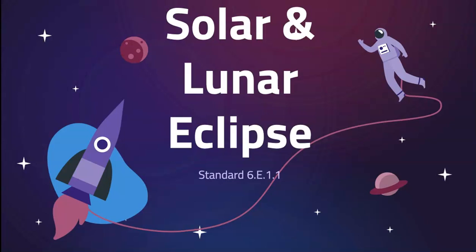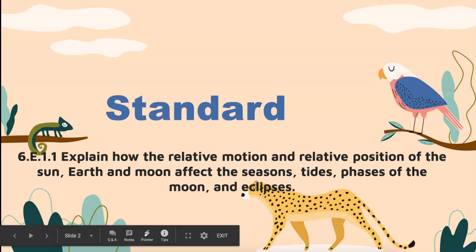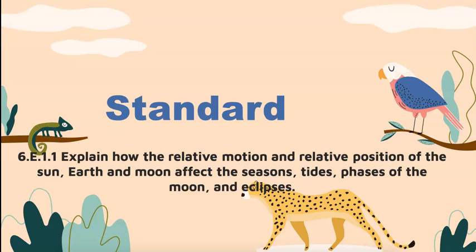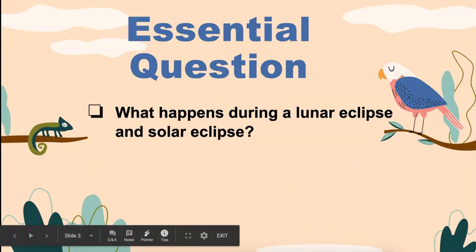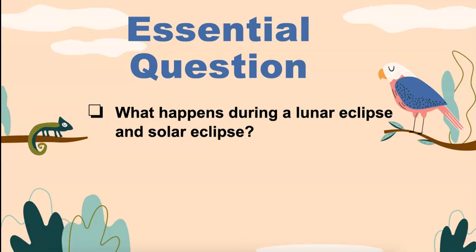In this video, we will be covering solar and lunar eclipses, which is standard 6.E.1.1. The standard is on explaining how the relative motion and relative positions of the sun, earth, and moon affect the seasons, tides, phases of the moon, and eclipses. So our essential question for today is, what happens during a lunar eclipse and solar eclipse?